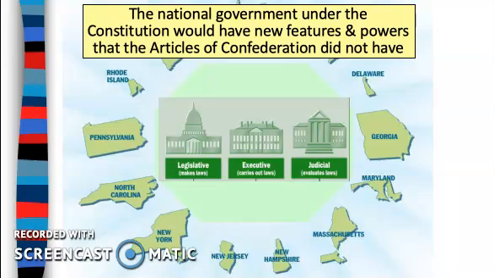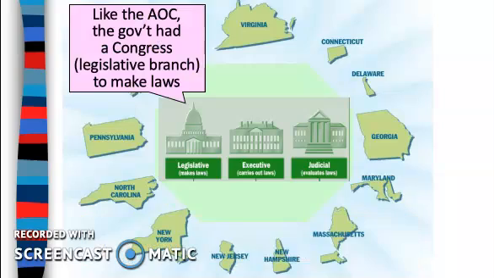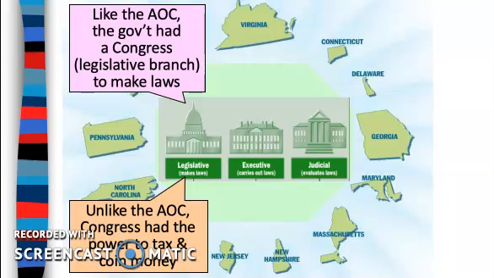Now, the national government under the Constitution would have new features and powers that the Articles of Confederation did not have. For instance, rather than a single unicameral Congress, the new government would be divided among three equal branches of government. However, like the Articles of Confederation, there is still a legislative branch, or a Congress, that's going to make laws. Unlike the Articles, Congress is going to have the power to tax and to coin money. To coin money means that they can print or make money, so we are going to have a national currency.